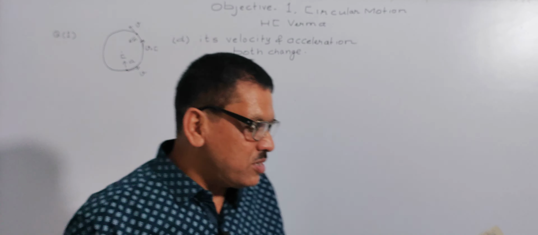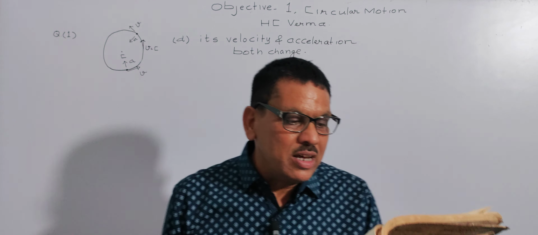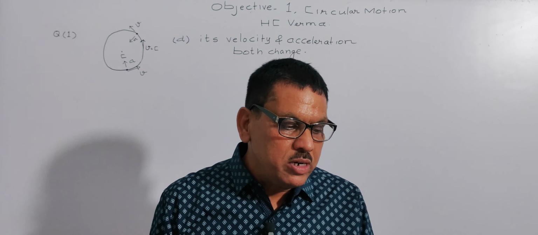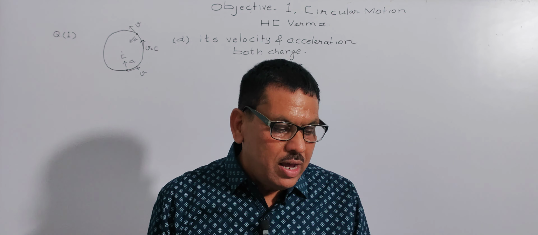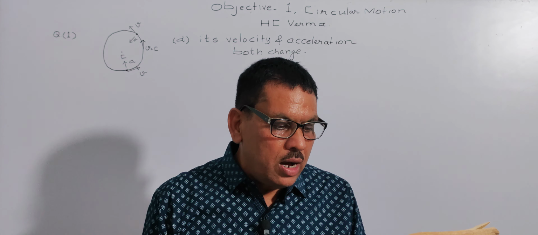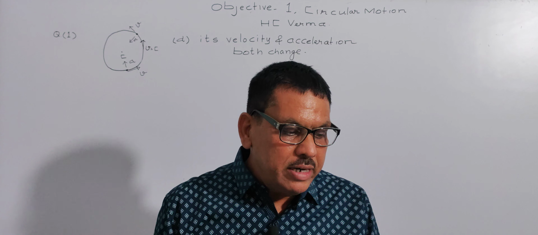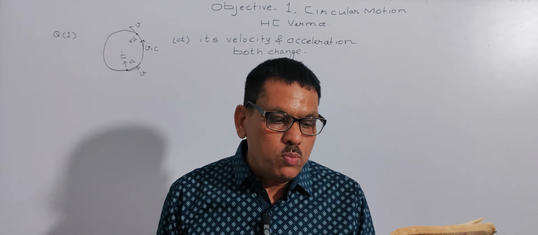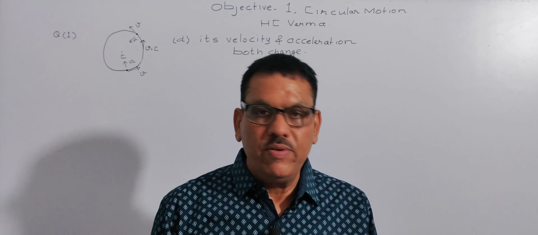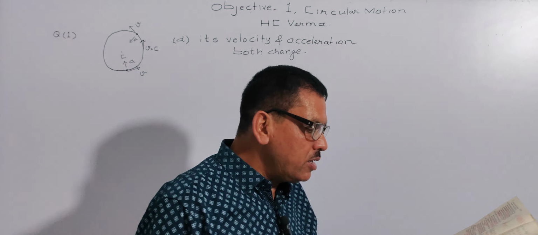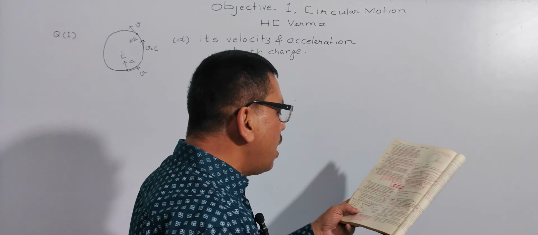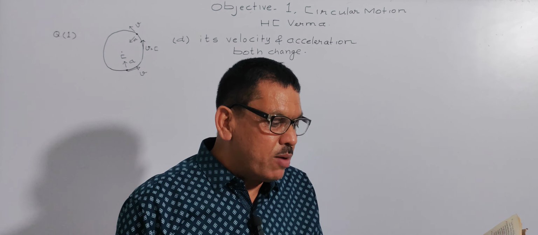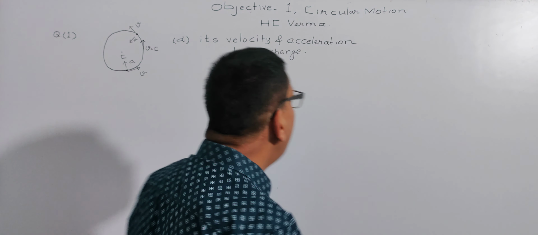Let us take second question. Now what is second question? 2 cars having masses m1 and m2 move in circles of radius r1 and r2 respectively. If they complete the circles in equal time, the ratio of their angular speeds omega 1 by omega 2 is given by. Now let us see what is this question.